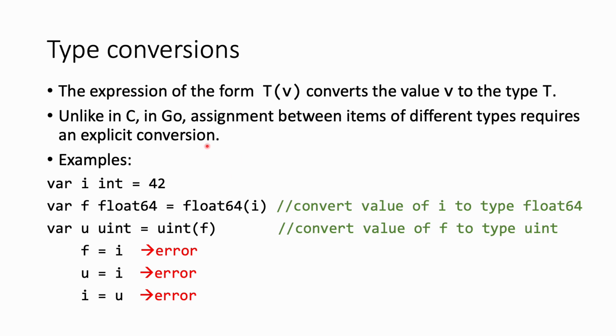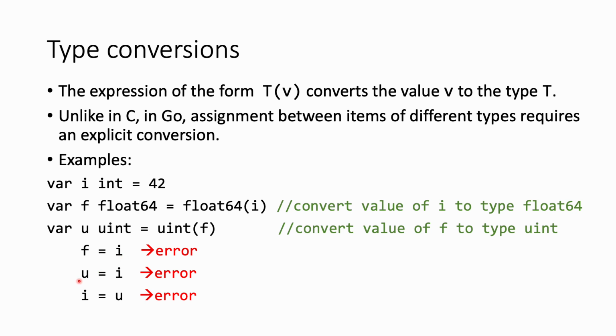Note that unlike in C, in Go, the assignment between items of different types requires an explicit conversion, which is the one that uses this form. So if you write f = i in this example, you will get an error because f is of type float64 and i is of type int, so they don't match each other.